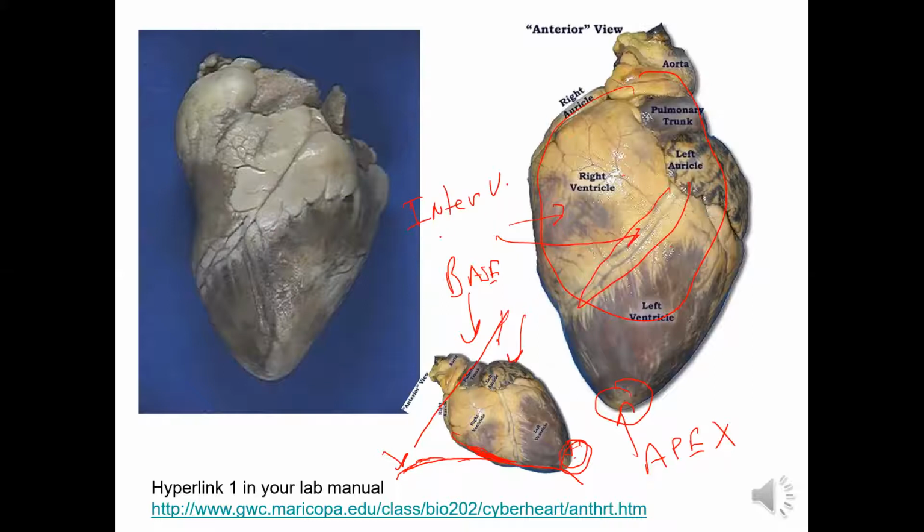interventricular sulcus. A sulcus is like a groove that usually houses some arteries running through it. It's not a hole, it's just like a little valley. So it makes sense that it's interventricular, meaning it's between the two ventricles, the right ventricle and the left ventricle.